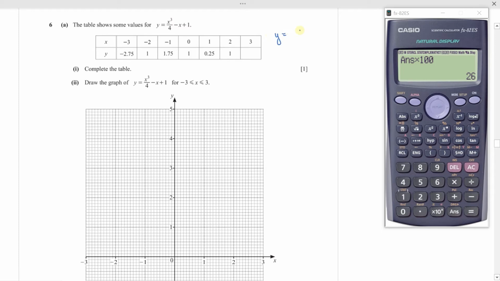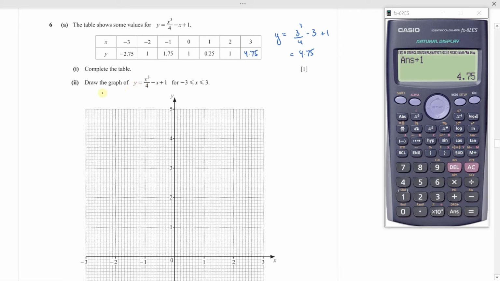So I will get y equals 3 cubed over 4 minus 3 plus 1. So 3 to the power 3, divided by 4, minus 3 and then plus 1. This gives you y equals 4.75.